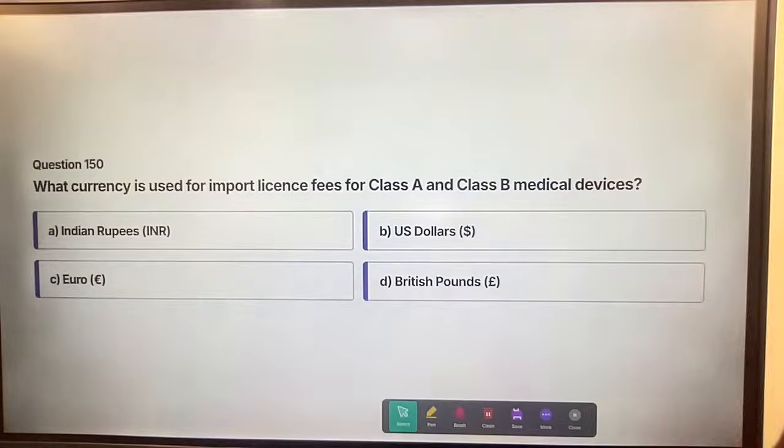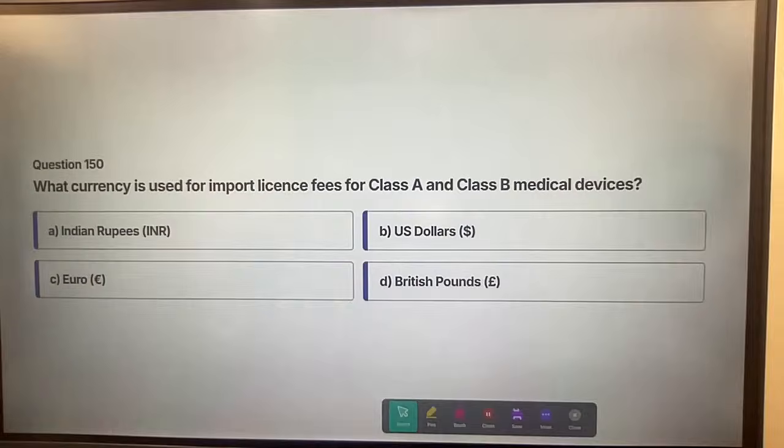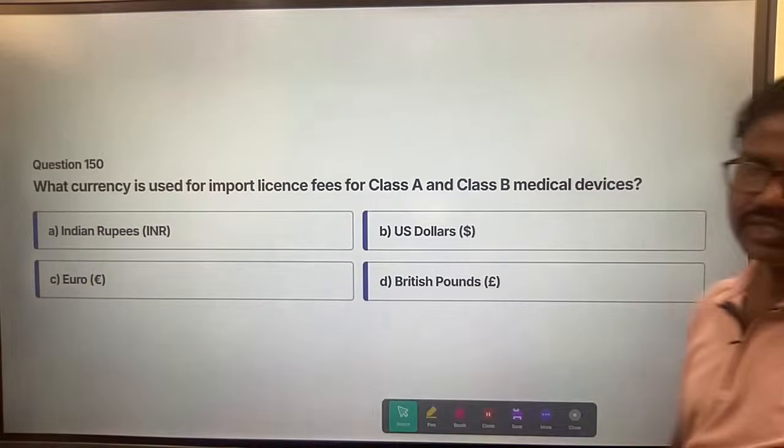Right. Okay, US dollars. Import means US. You may be importing from a different country, but you must always use US dollars.